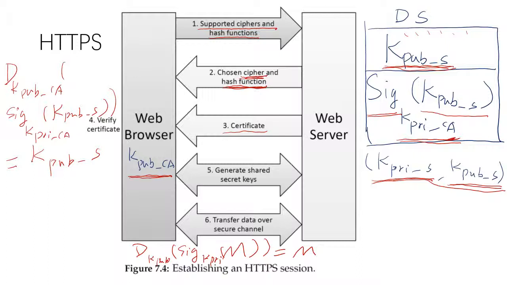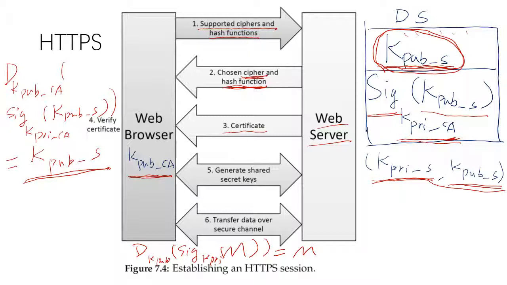Then the web browser is going to compare the public key of the server that it restored against the public key of the server that is claimed in the digital certificate. If the two public keys are the same, then the web browser believes that the public key of the server claimed in the digital certificate is the correct public key and trusts it. Then it can assume that if it encrypts any information with this public key, the information can only be decrypted by the web server.